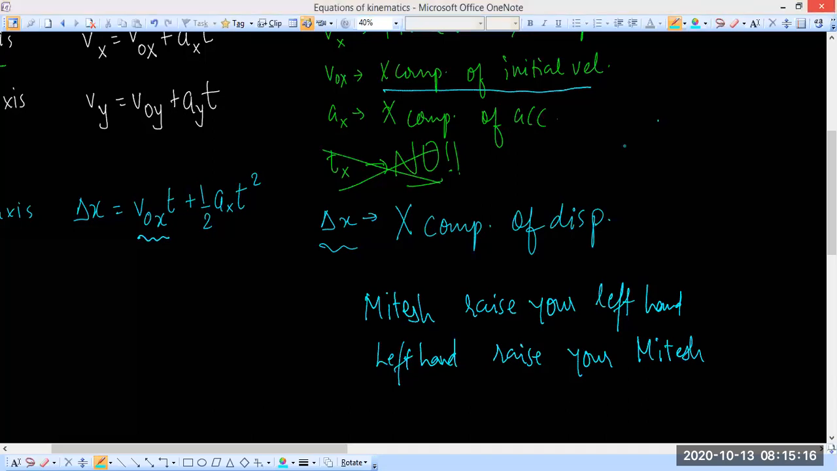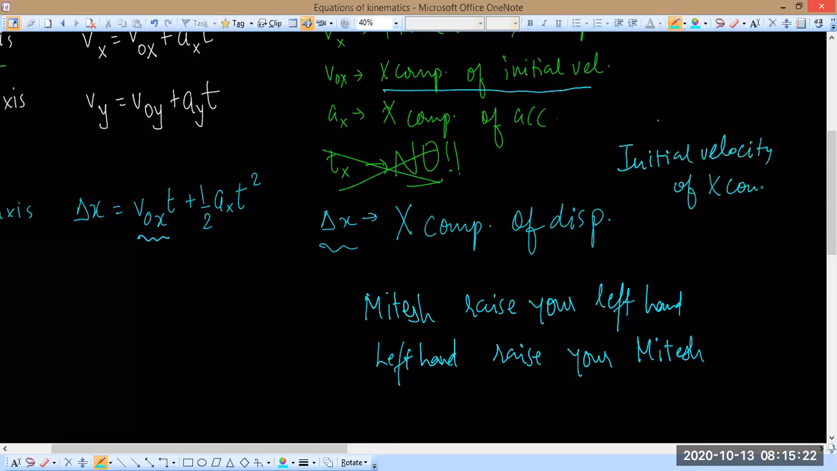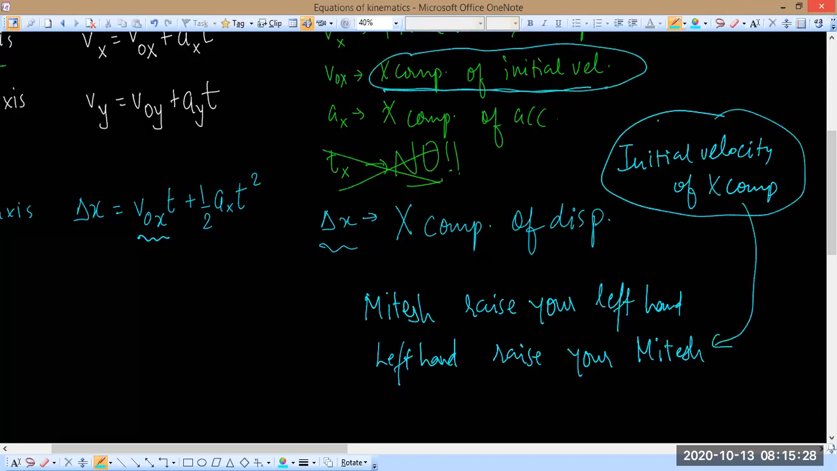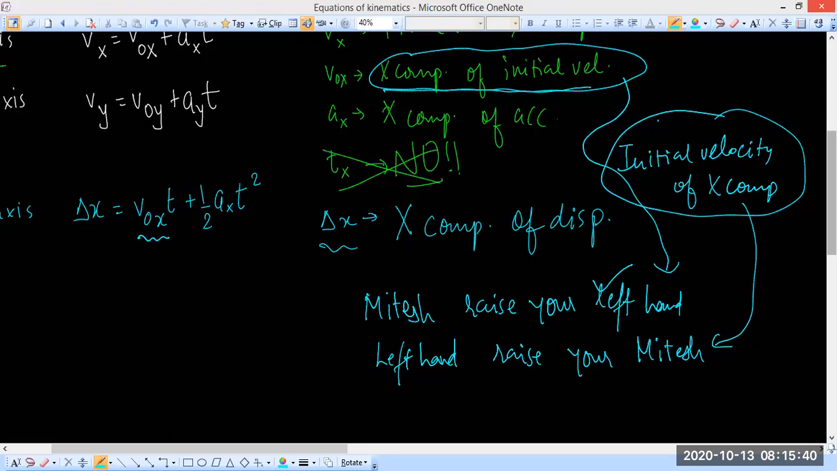If you say initial velocity of x component, it is like this, and the correct thing is x component of initial velocity, which is right. Okay, so please say it the right way.